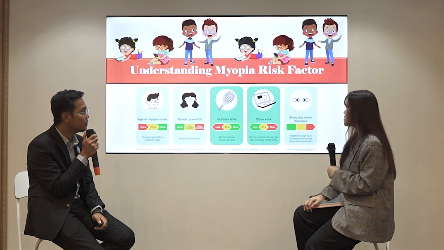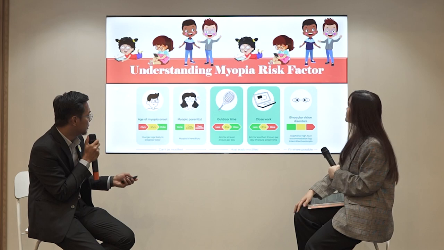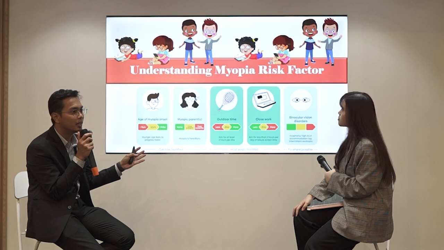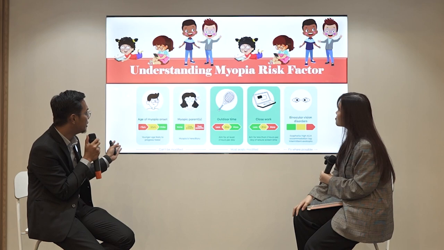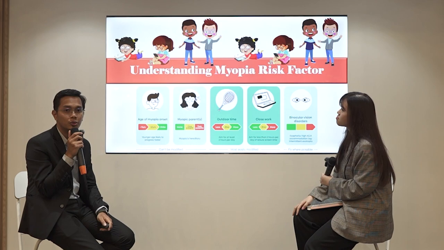From all these risk factors, you can see the outdoor time and the close work are the ones that are easier for you to control or modify, compared to your parents' myopia and the binocular vision. So now we have to make some adjustments to our lifestyle also.